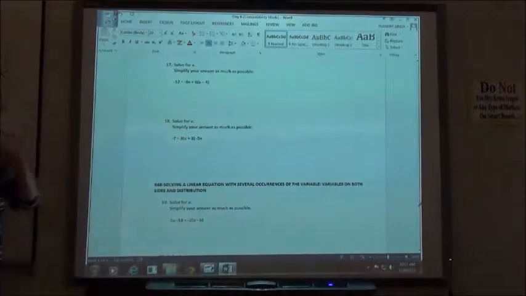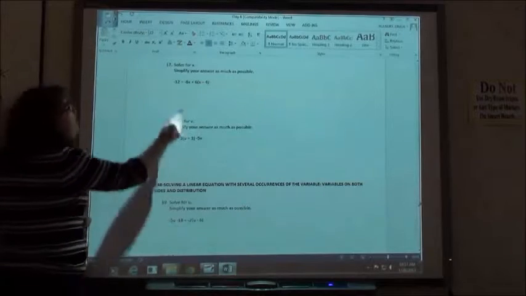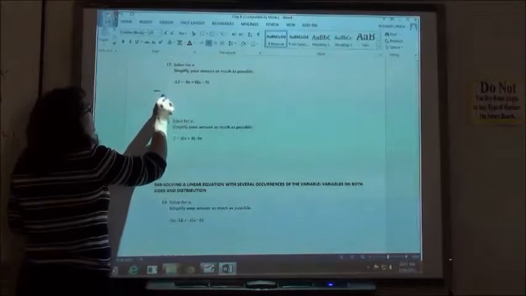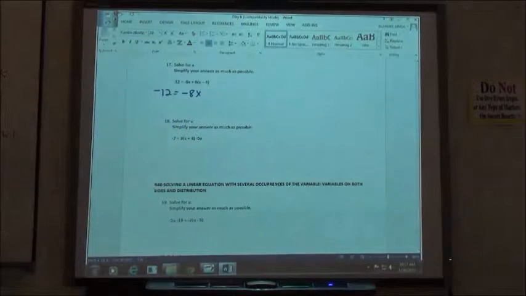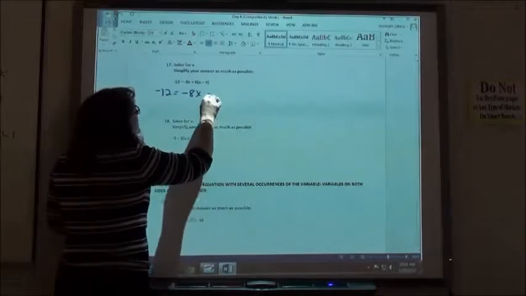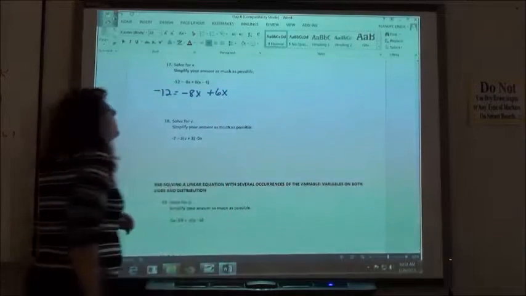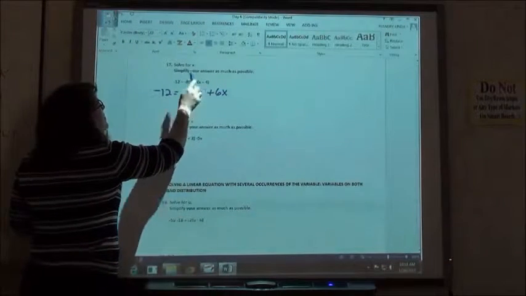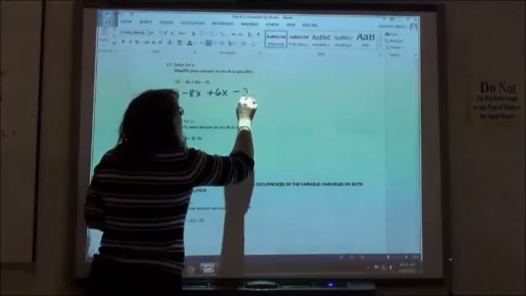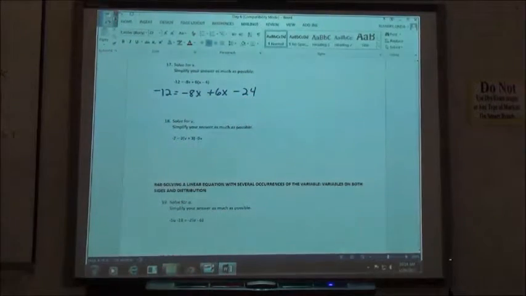So on number 17, same thing. I'm going to start with my parentheses. The stuff in front is going to stay the same. So negative 12 equals negative 8x. I wait to write my sign down till after I multiply, just in case my sign might change. Here I have a positive 6 times x, so it's going to stay positive 6x. But you want to try not to put 2 signs in a row, so just wait till you have the sign of the answer when you multiply. Positive 6 times a negative 4 is minus 24. Got rid of my parentheses.